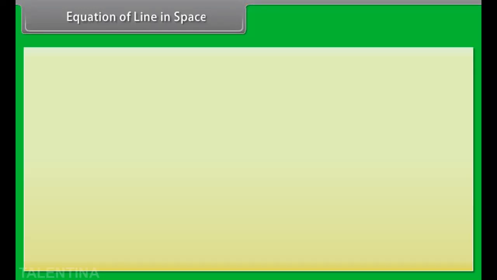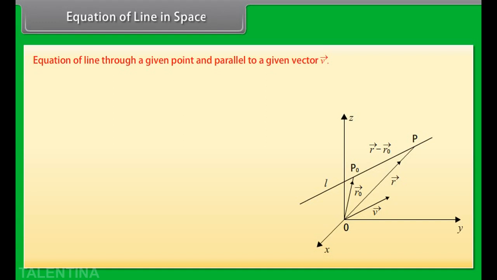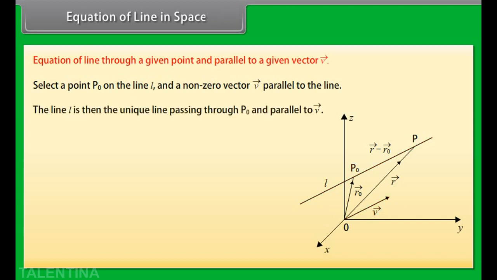Equation of line in space. Equation of line through a given point and parallel to a given vector v. Select a point P0, the line L, and a non-zero vector v parallel to the line. The line L is then the unique line passing through P0 and parallel to vector v. Now P lies on L if and only if vector P0P is parallel to vector v.